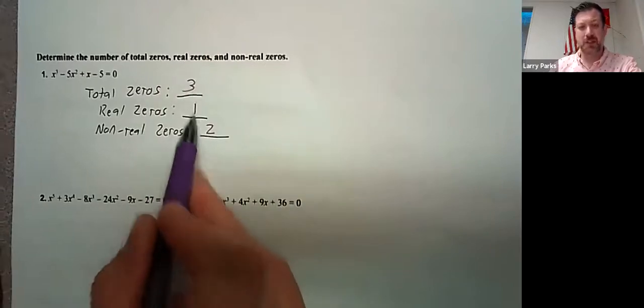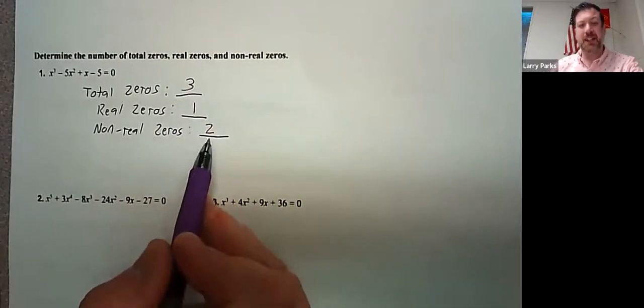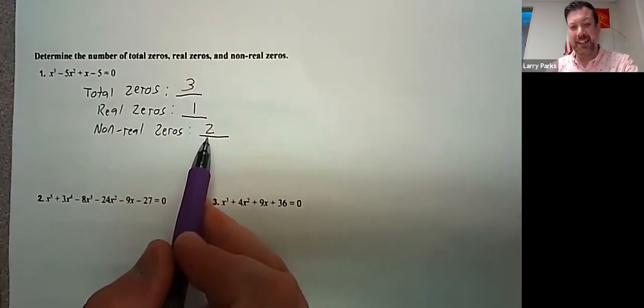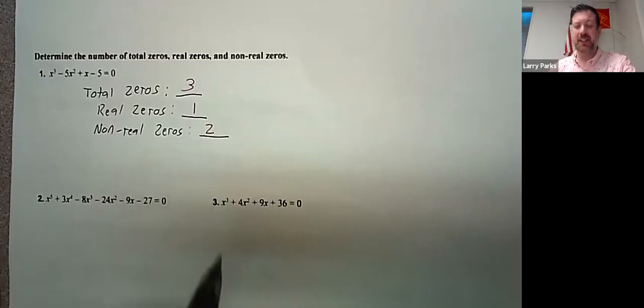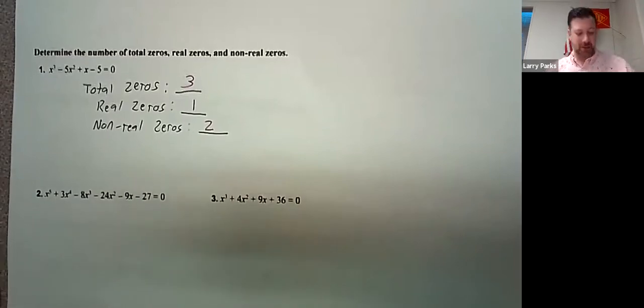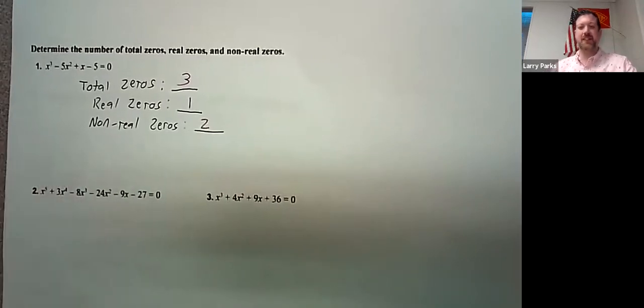These 2 numbers should add up to this number. Non-real will never be odd. It must always be even. So you can never put 1 here. You can never put 3 here. You can never put 5, because non-real solutions come in pairs. Next one.